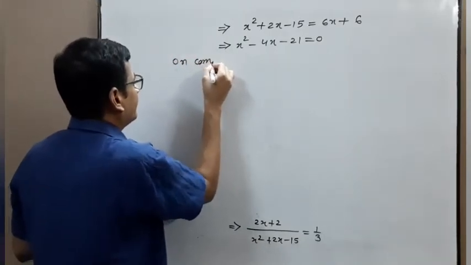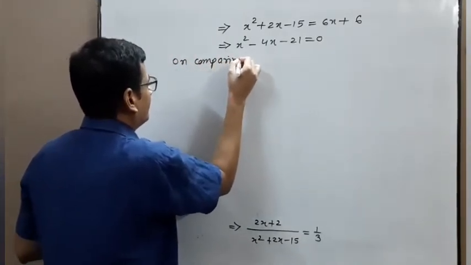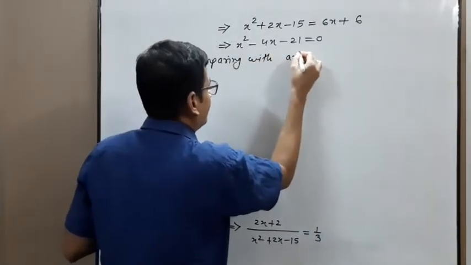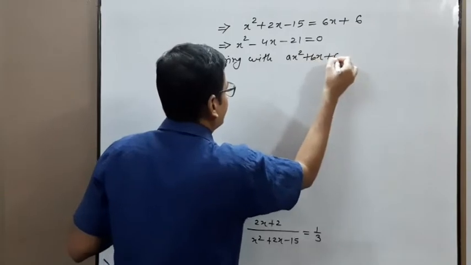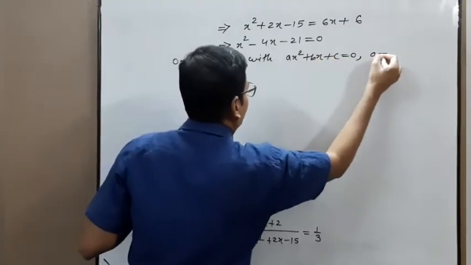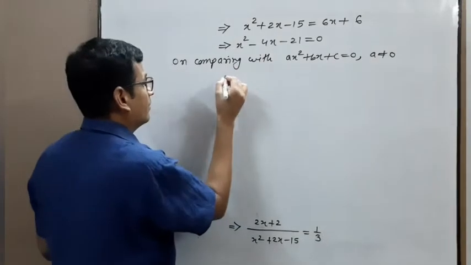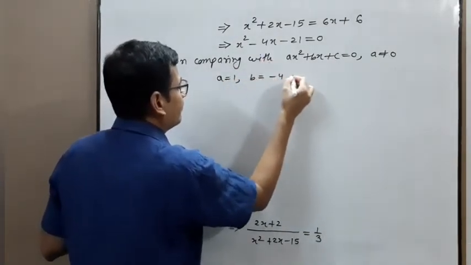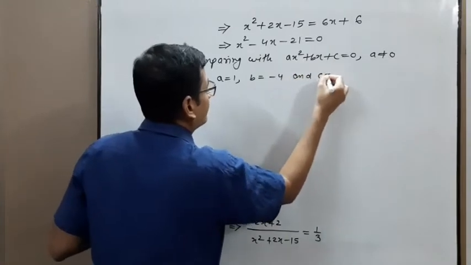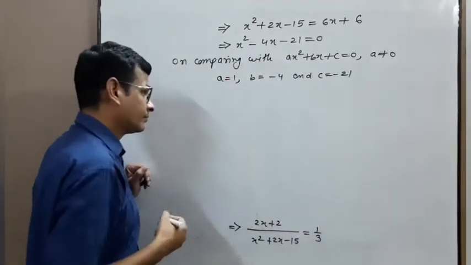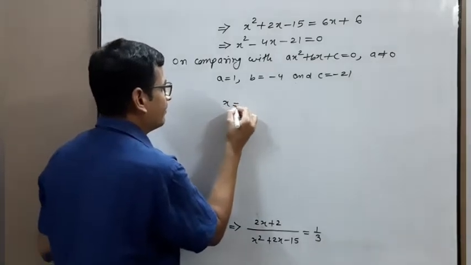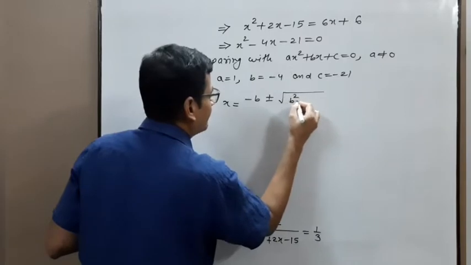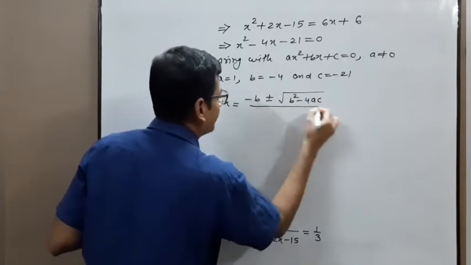On comparing with the quadratic equation ax square plus bx plus c equal to 0, where a not equal to 0, we get a equal to 1, b equal to minus 4 and c equal to minus 21. Now apply the quadratic formula: x equal to minus b plus minus square root of b square minus 4ac upon 2a.